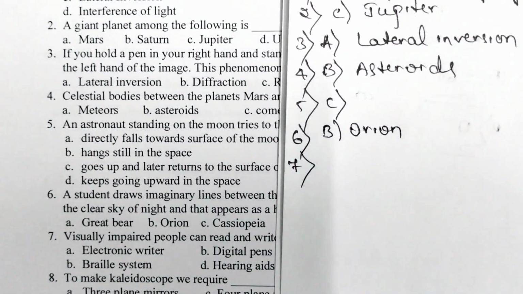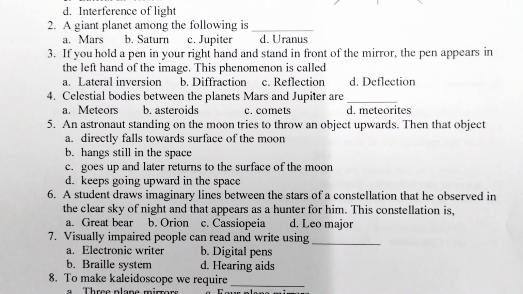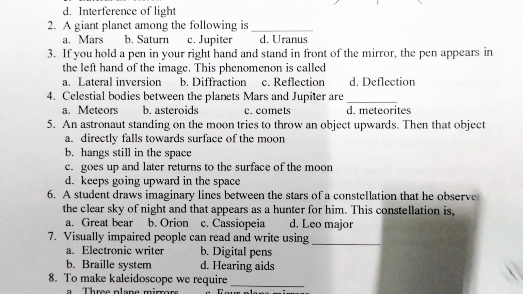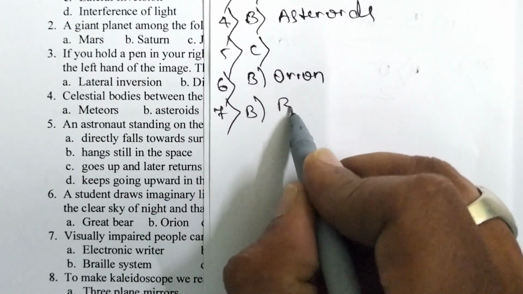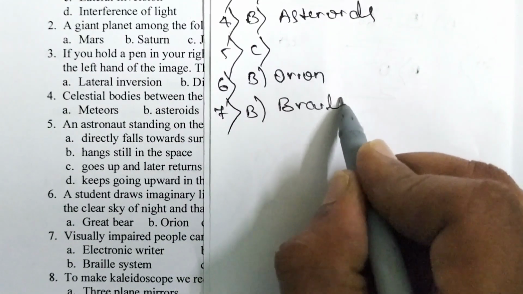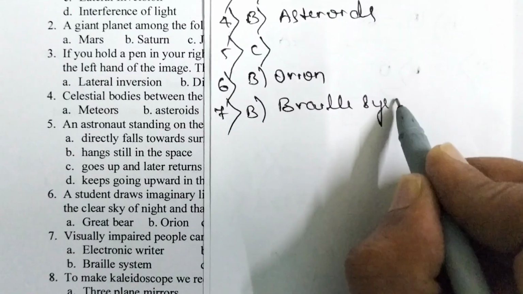Next, coming to the seventh question. Visually impaired people can read and write using electronic writer, digital pens, braille system or hearing aids. The right answer for the seventh question is option B, braille system.